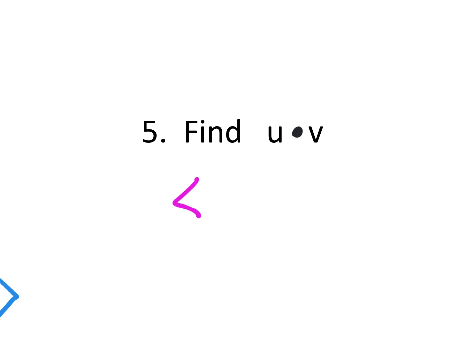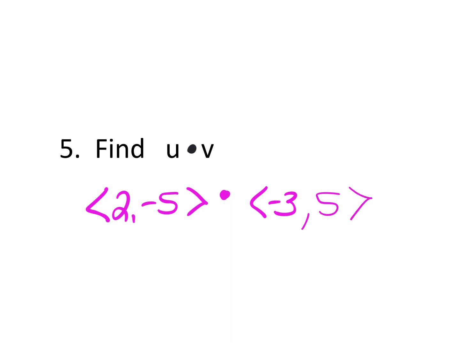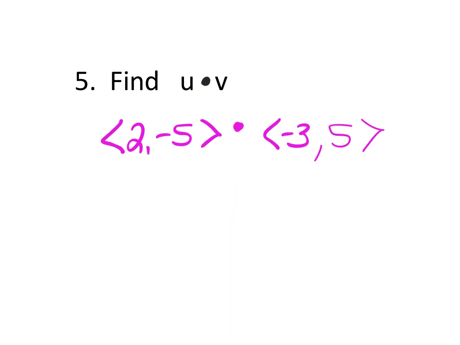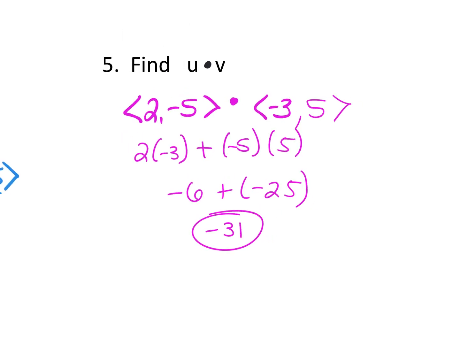So I have vector u, which is 2, -5, dot product v, which is -3, 5. How do you find the dot product? First times first. 2 times -3 plus second times second, -5 times 5. What is 2 times -3? -6 plus -25 gives you -31. That is finding the dot product.